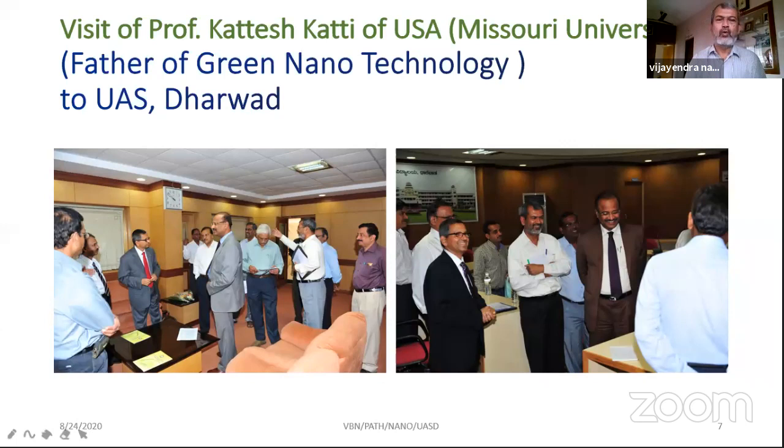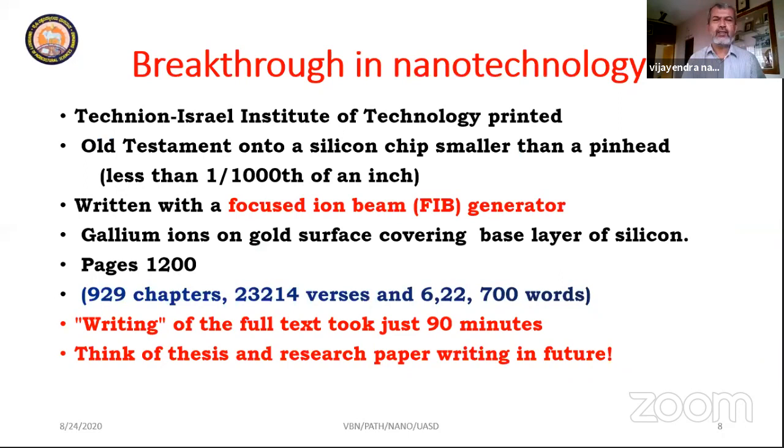So which are the breakthroughs? I would like to say one breakthrough is, just imagine the printing of the Old Testament in a very small form. By using a focused ion beam, you can find the printing on a golden layer on a silicon base. Gallium ions are used. The total pages, 1,929 chapters, so many words and other things. But just imagine, all these have been written in just 90 minutes. So it is really a breakthrough.